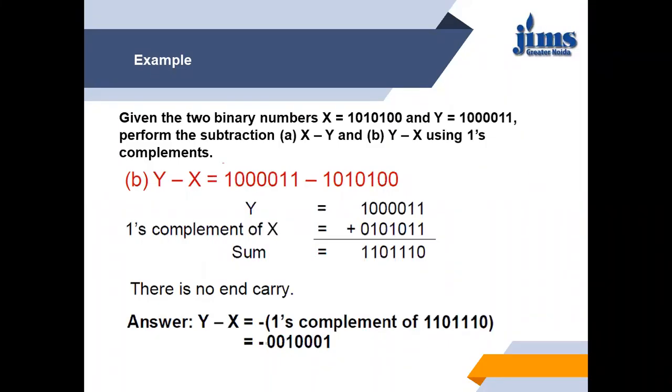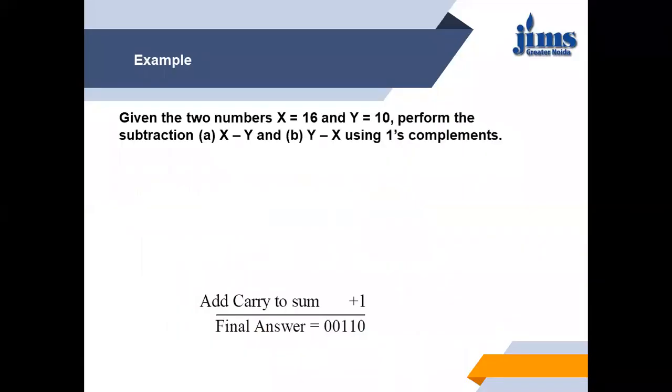We take another example. Suppose x is 16 and y is 10. Perform x minus y and y minus x using 1's complement. So in the first case, when we are performing x minus y, first of all, we have to convert both x and y into binary form. X is 16, 1 0 0 0 0, and y is 10, it is 0 1 0 1 0.